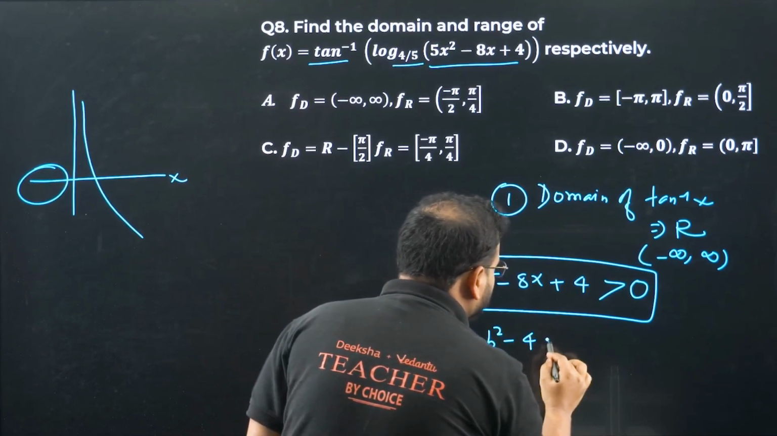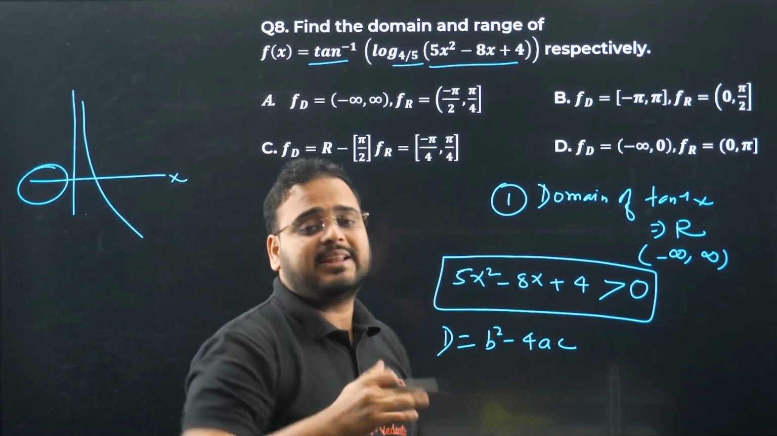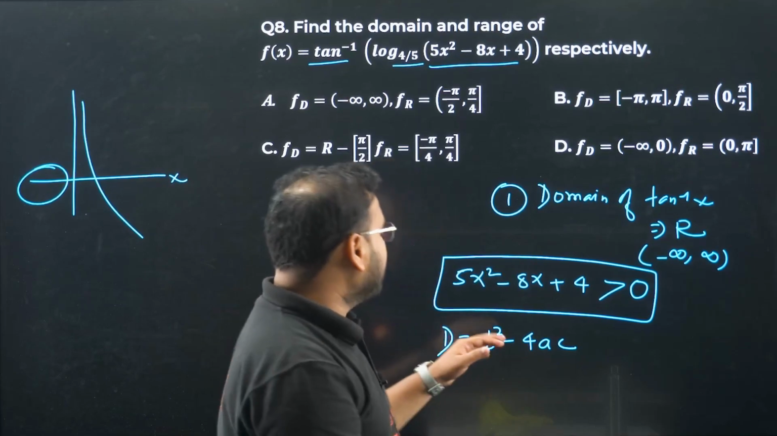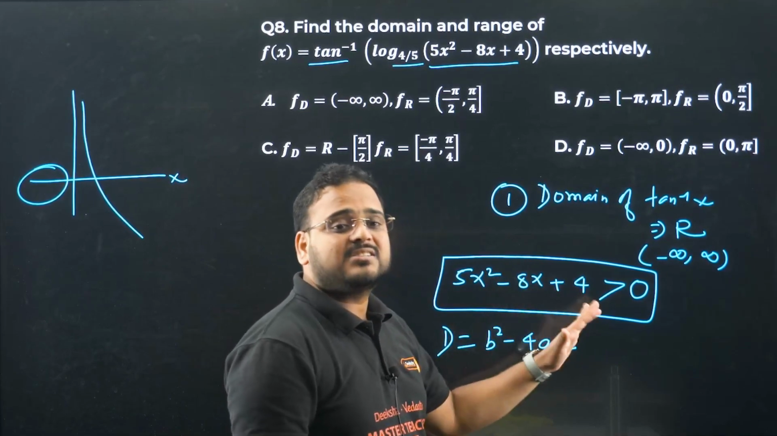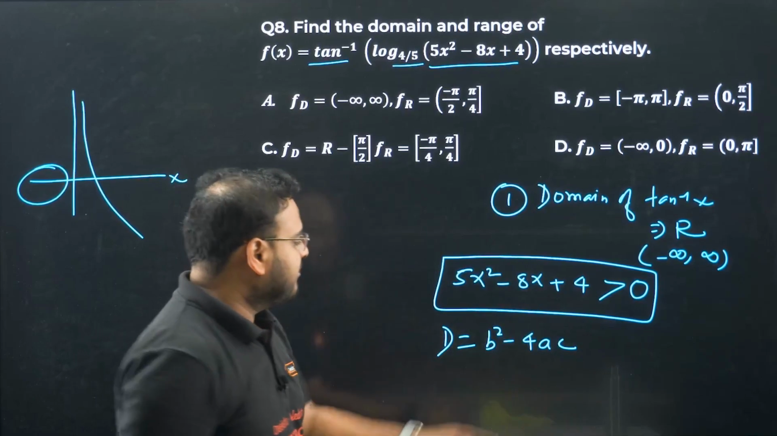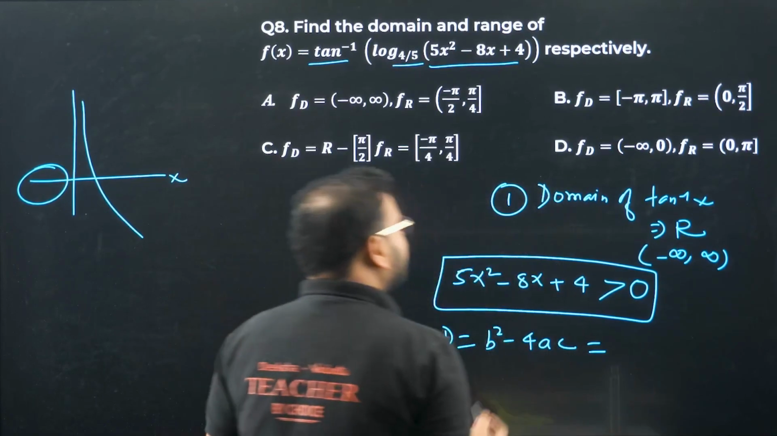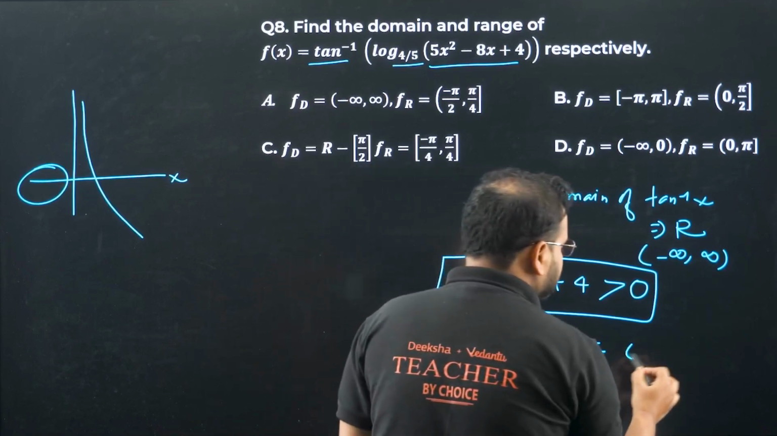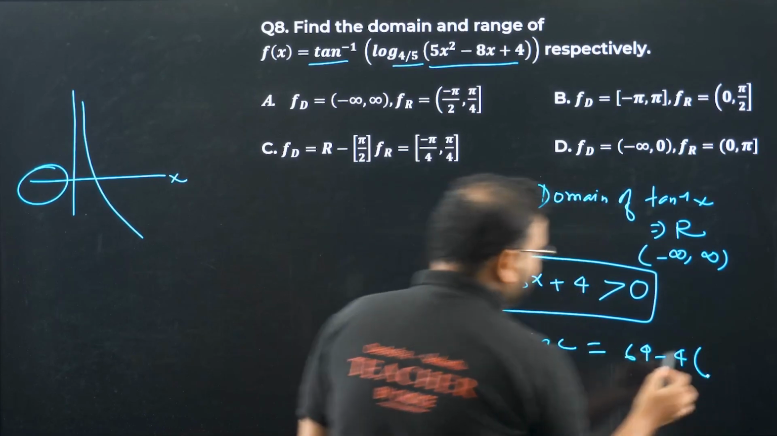B square minus 4ac. Not only in this question, whenever you see any part of calculus where the whole quadratic has to be more than 0, simply find the discriminant, and your job will be done. Find this value. So b square means minus 8 square, so it becomes 64 minus 4 times a. What is the a value? 5.